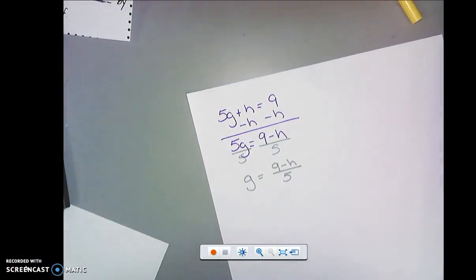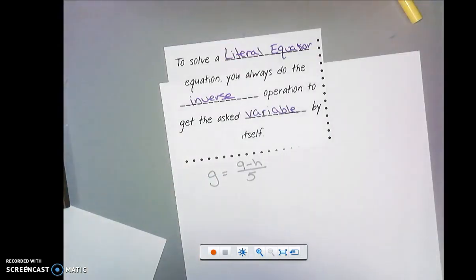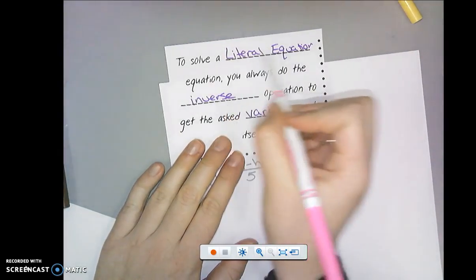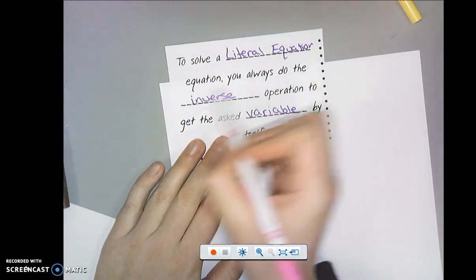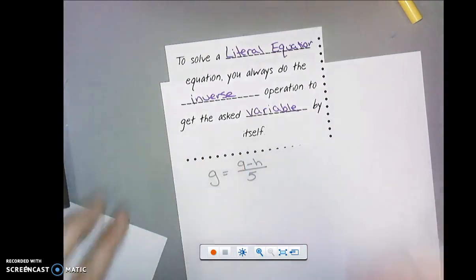Okay, so we're going to solve literal equations, and literal equations just have to deal with letters instead of numbers. So to solve literal equations, you always do the inverse operation to get the asked variable by itself. So I kind of started.